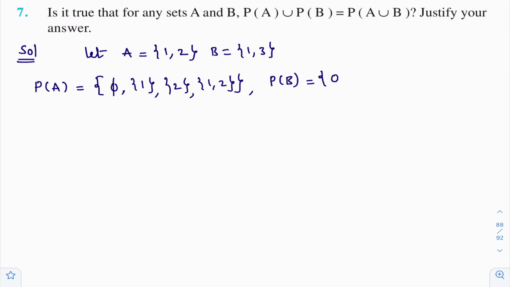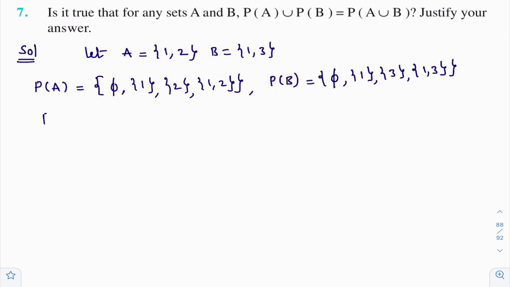First, the empty set is a subset of every set, so I'll write the empty set. 1 is there in set B, so the singleton set {1} will be there in P of B. And the singleton set {3} will be there in P of B. And every set is a subset of itself, so the set {1, 3} also will be there in P of B.